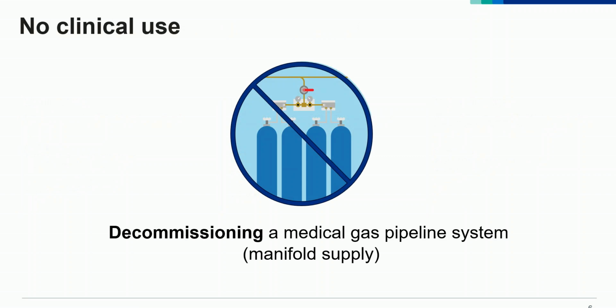In areas with no clinical use, trusts should decommission the medical gas pipeline system in areas where there's no clinical need for it. The future webinars in this series explain how to do this and how to navigate the associated engineering requirements.